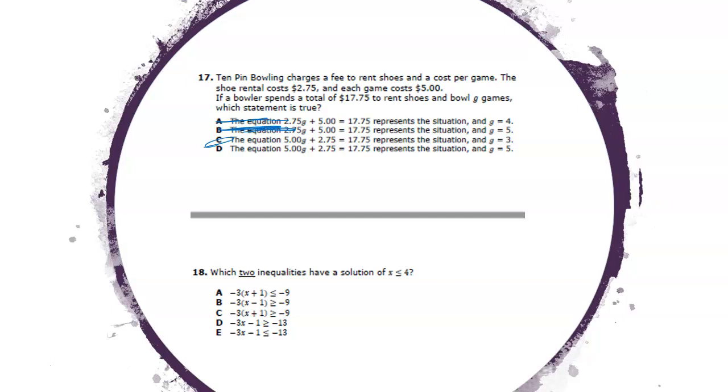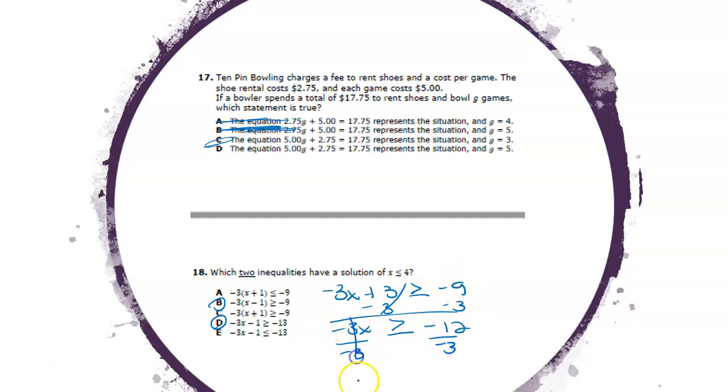Number 18, which two inequalities have a solution of x is less than or equal to 4? So for this one, you should have chosen B and D. B and D. To work them out, you would just say negative 3 times x is negative 3x plus 3 greater than or equal to negative 9. So like subtract 3 on both sides. We get negative 12. Divide by negative 3. Remember, when we divide both sides by negative, we flip the sign of the inequality symbol. So x is less than or equal to 4.